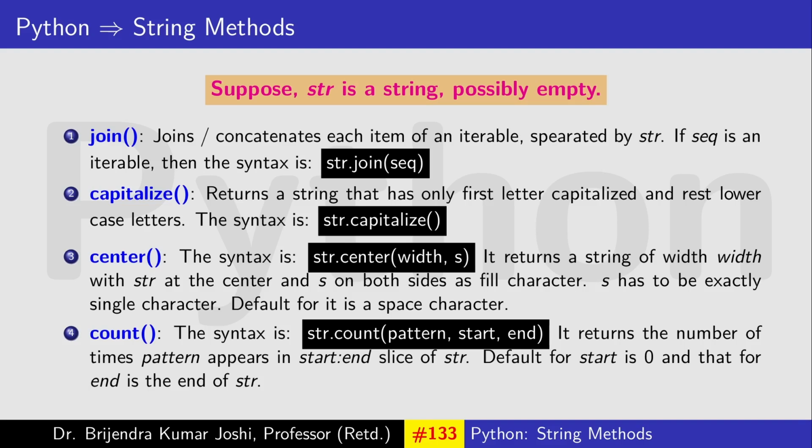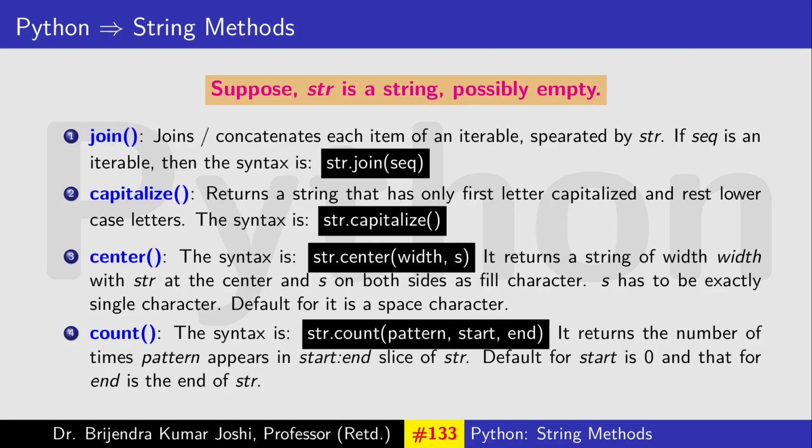What capitalize does is it returns a string that has only the first letter capitalized, and the rest of the letters are lowercase. So irrespective of the case, it may be a mixture of uppercase and lowercase letters, or all uppercase letters, or whatever, the returned string will have only the first character as a capital letter and all remaining letters turned into lowercase.